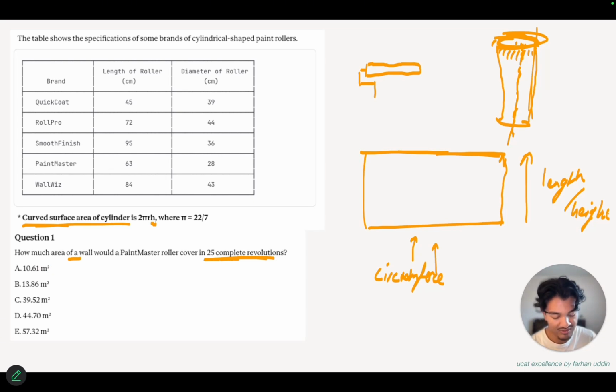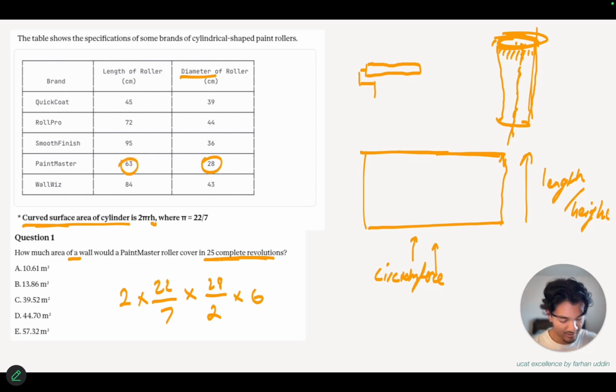We can get the curved surface of the cylinder through this formula. So we have 2 times pi, which is given to us as 22 on 7, times the radius, which is going to be 28 divided by 2. The radius is just half of the diameter of a circle. And then we have the height, which in this case is 63. All the while, I'm keeping in my head that this is a centimeter value and this is a centimeter value. So if we put that into the calculator, what do we get?